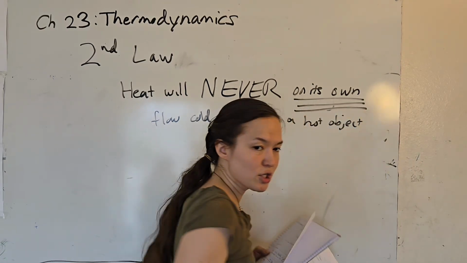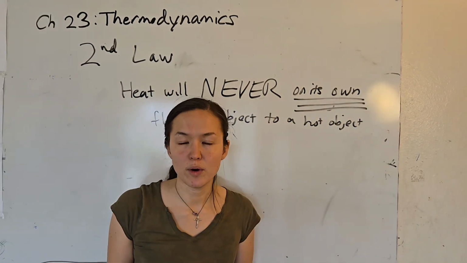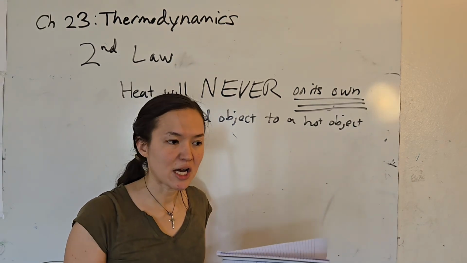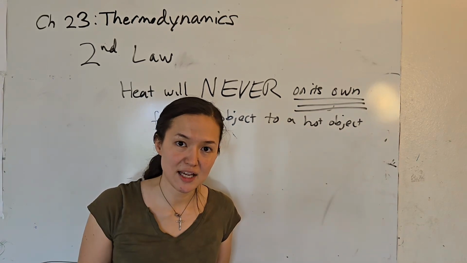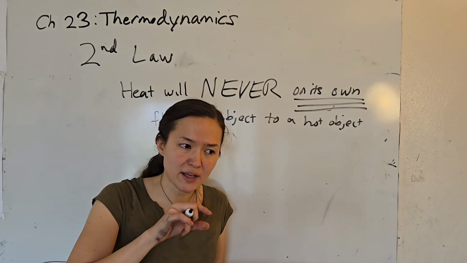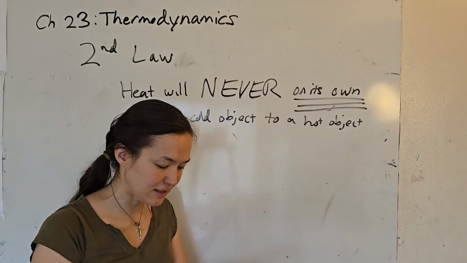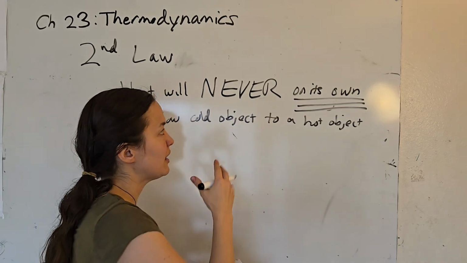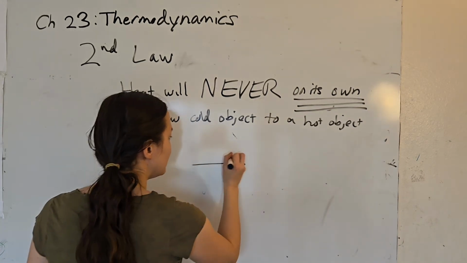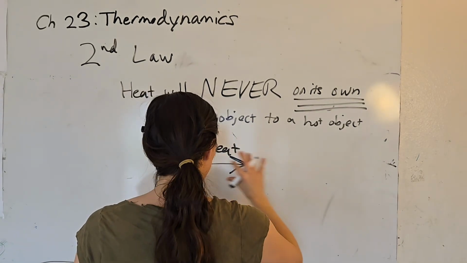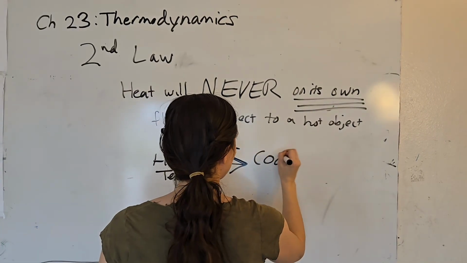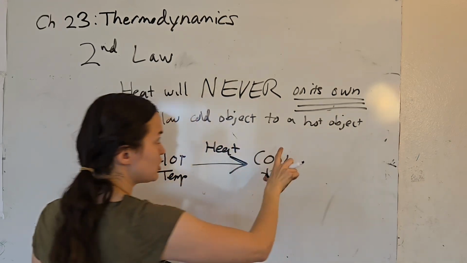This is why you don't put an ice cube in the sun and expect that it's going to freeze even more. You don't put a scoop of ice cream on a hot piece of cake and expect that the ice cream will get colder. Like that's not going to happen. The heat from the warm, hot cake will flow into the ice cream and melt it. Because we never expect heat on its own to flow from a cold object to a hot object. Because remember, the definition of heat is that thermal transfer from a hotter temperature item to a cooler temperature item. That's the definition of heat.